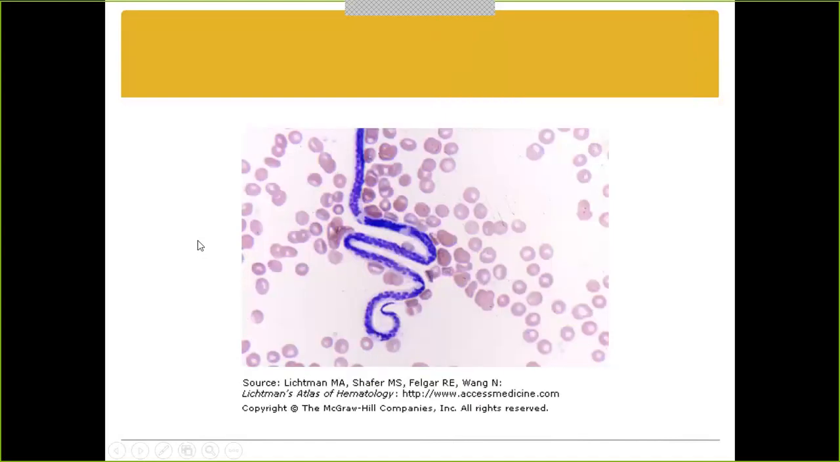Here we have Wuchereria bancrofti. Wuchereria is the one that causes elephantiasis. So when it gets in, it likes to infect certain lymph nodes, typically lymph nodes on the lower trunk, where it causes extreme swelling, something we call elephantiasis. Again, it is passed by a mosquito.